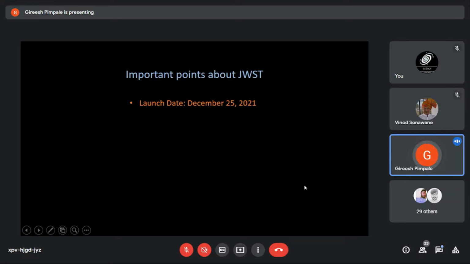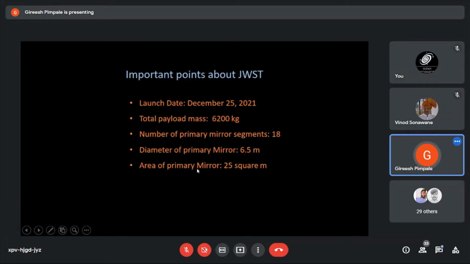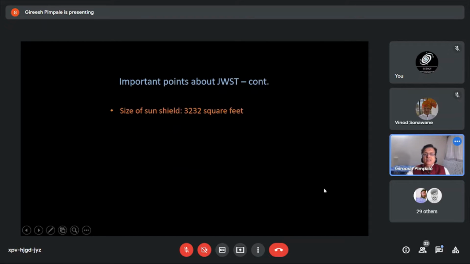So it was launched in December last year. The total payload, meaning scientific equipment, had a mass of more than 6,000 kg. Primary mirror segments, 18, I have shown you that. Diameter 6.5 meters. Then the area of the primary mirror, that is the IR collecting area, is 25 square meters, quite a big area. Then the sun shield, which I have shown you, is more than 3,000 square feet in area.